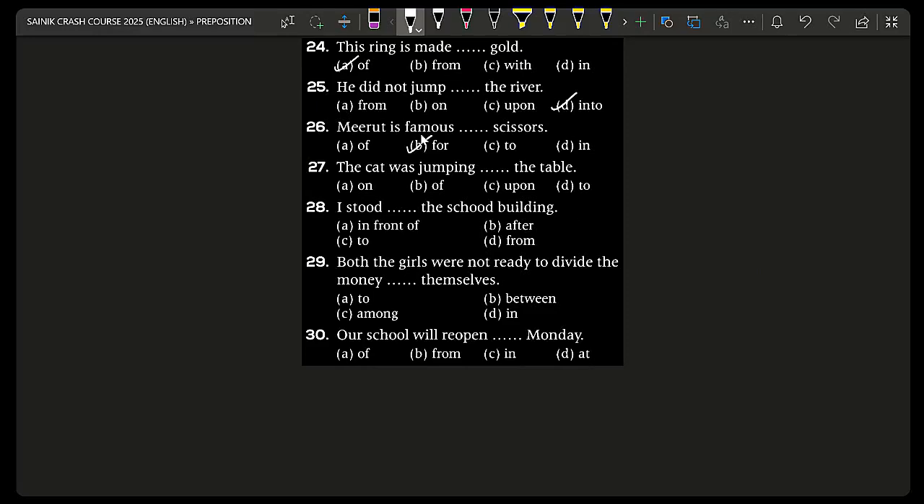Yes, sir. The cat was jumping dash the table. On the table. Wrong. Upon the table. What is the difference between on and upon? In and into, I told you already. Upon is correct. So in, the state of the action is not moving. It's at the same place.